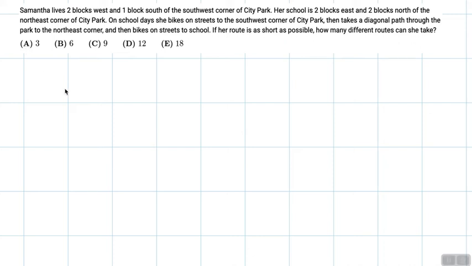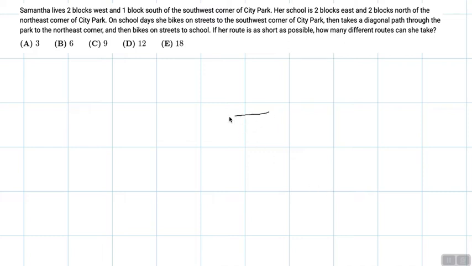Samantha lives 2 blocks west and 1 block south of the southwest corner of City Park. Her school is 2 blocks east and 2 blocks north of the northeast corner of City Park. On school days, she bikes on streets to the southwest corner of City Park, then takes a diagonal path through the park to the northeast corner, and then bikes on streets to school. If her route is as short as possible, how many different routes can she take?